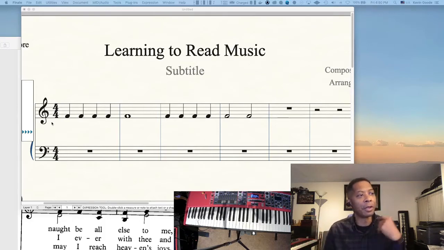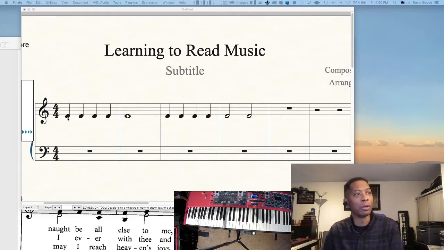And for those inquiring minds that want to know, the bottom number means that the quarter note gets the beat, the bottom four. Because that bottom number can be a four, it could be an eight, it could be a two, it could be a lot of different things. But for right now, for everything that we're going to learn, it's going to be a four. And that just means that the quarter note gets the beat.